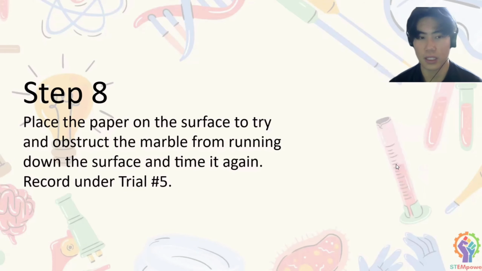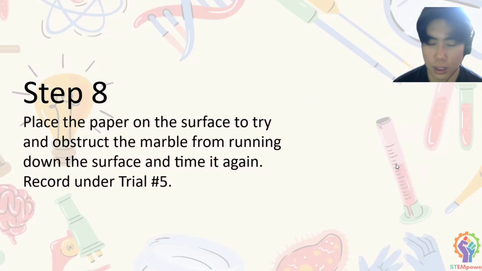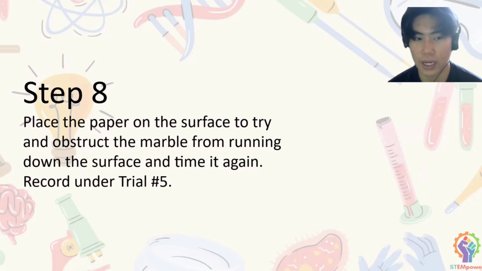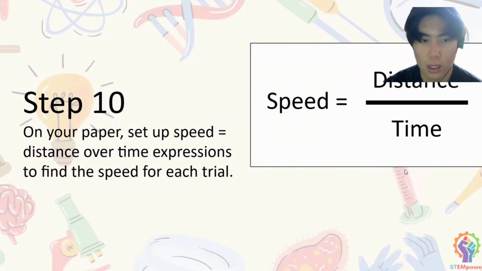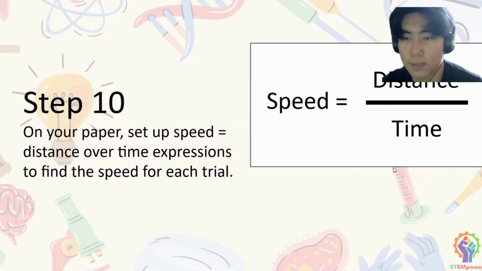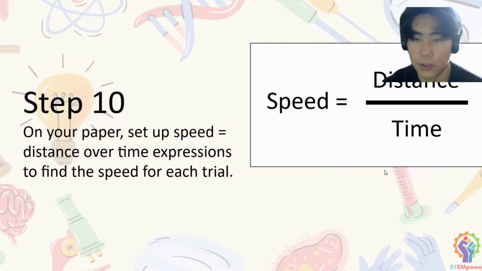Step 8, place the paper on the surface to try and obstruct the marble from running down the surface and time it again. Record it as trial number 5. Step 9, measure the length of your surface, the distance the object rolled down the surface. On your paper, set up the equation, speed equals distance over time. We can now calculate the speed for each trial, as we know the distance and we know the time. And distance is constant for all of these.